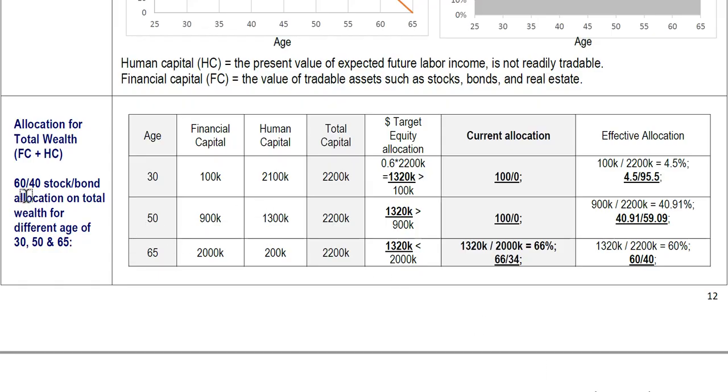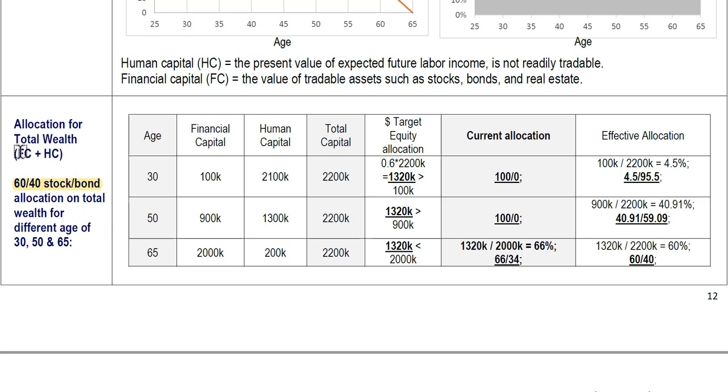Now let's consider 60-40 between stock and bond as the optimal allocation. Just assume that. So we're going to allocate 60% of the wealth in stocks and 40% of the wealth in bonds. Now here's a question.